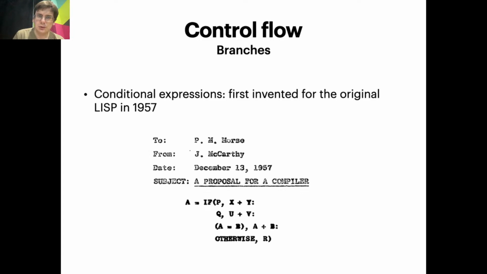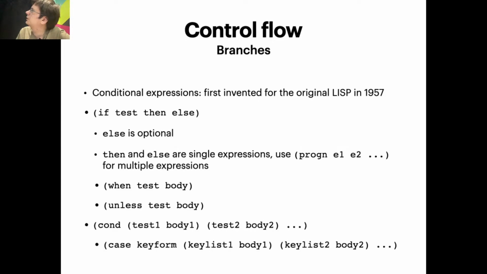So now I'm going to talk about control flow. Conditional expressions were actually invented in the original Lisp back in 1957. Before that there were conditional statements, like in Fortran, I think. But in this case, the conditional is an expression. It returns a value depending on its first argument. This is where it was proposed originally by John McCarthy.